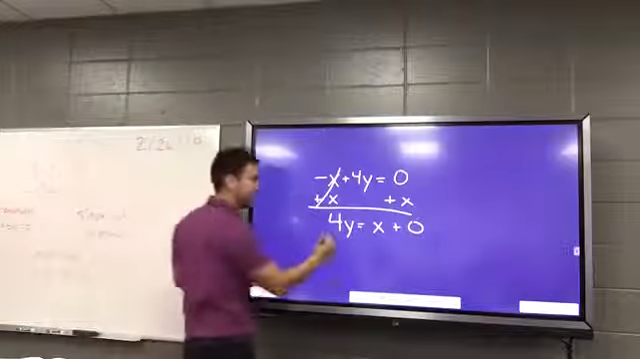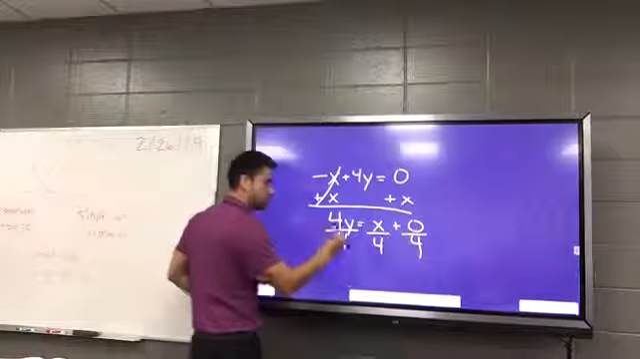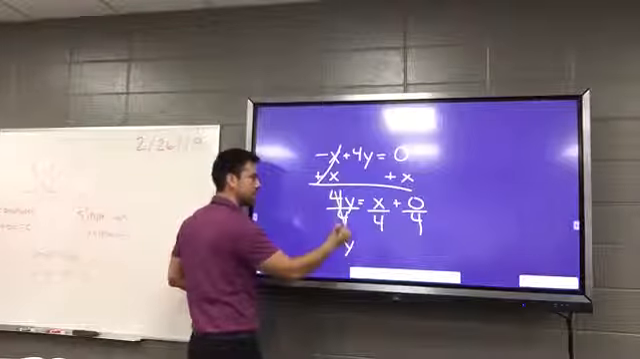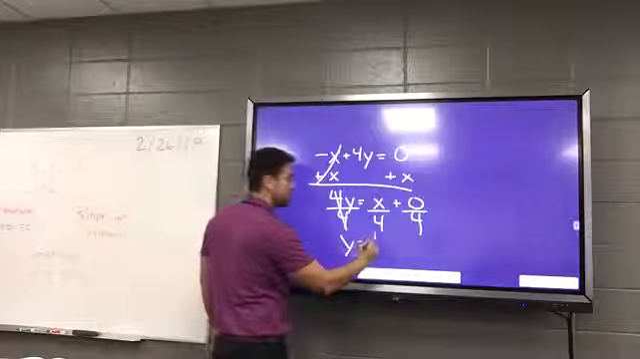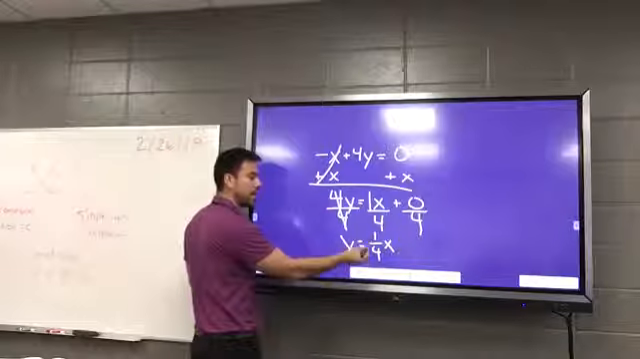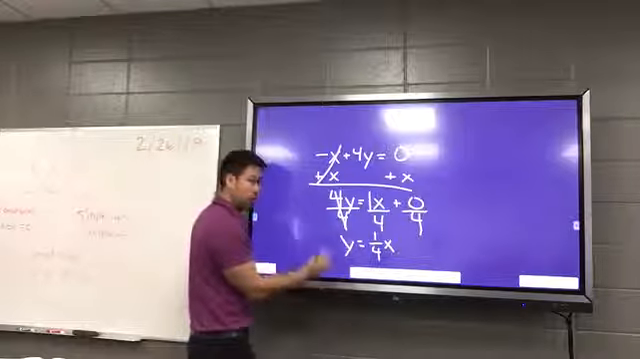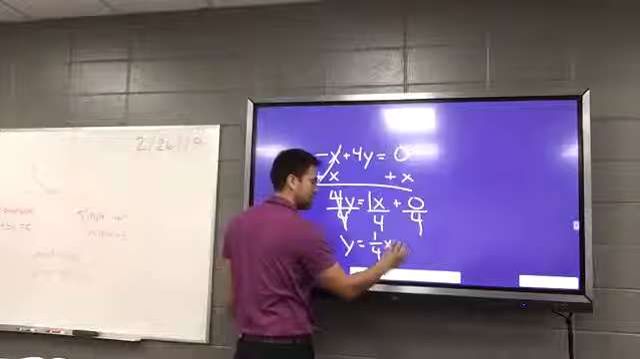Then what do you do to both sides? Divide everything by 4. And this is where I want you to be careful. You still get y, because these cancel out. But what do you get right here? 1/4 x, because there was a 1 there. So the slope now is 1/4. Up 1/4, which is possible. And what's the y-intercept?